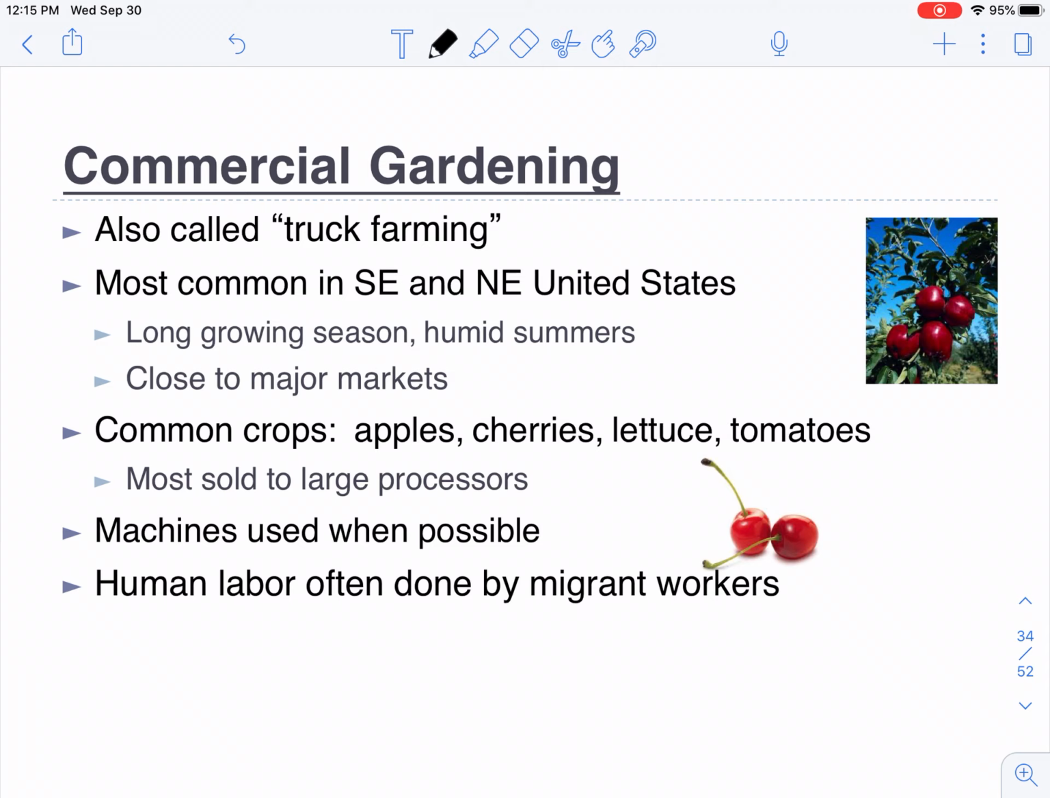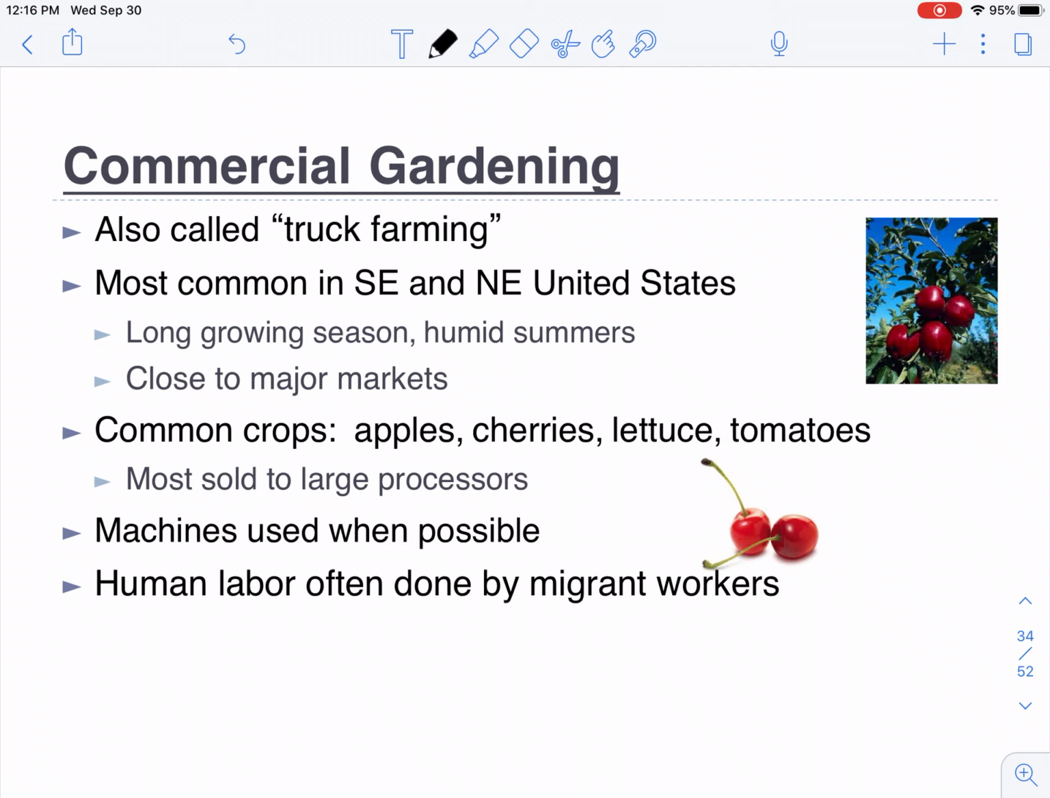The last type of farming is commercial gardening, which is also referred to as truck farming. It's very common in the southeastern and northeastern United States, where you have a longer growing season and humid summers. It's close to very large markets of consumers of those goods, and a lot of these crops are sold to big companies that process them, and then they put these foods into cans or into the frozen products that you find at the grocery store. So things like apples and cherries and lettuce and tomatoes.